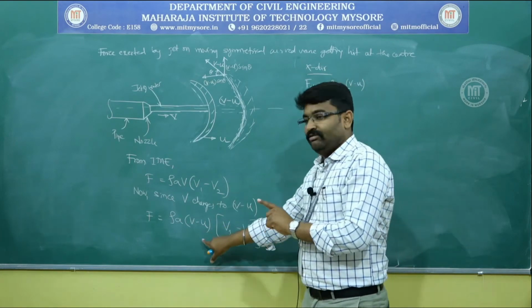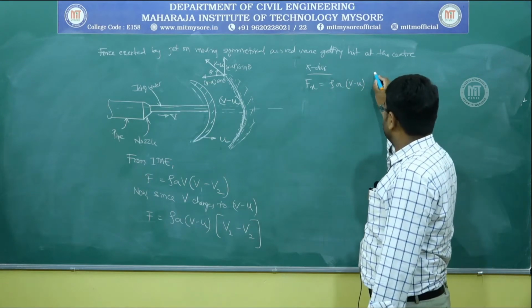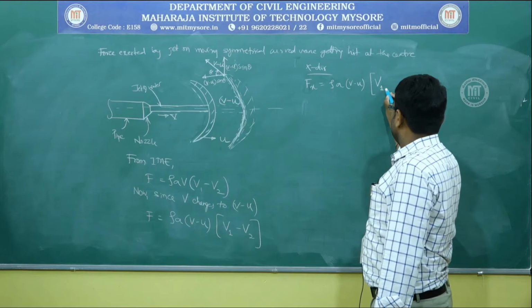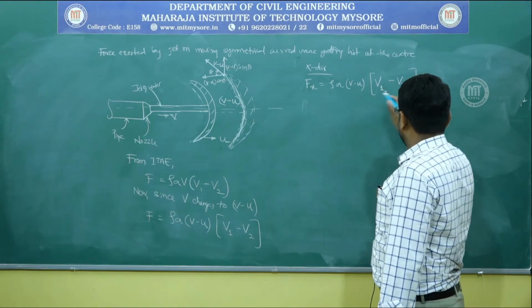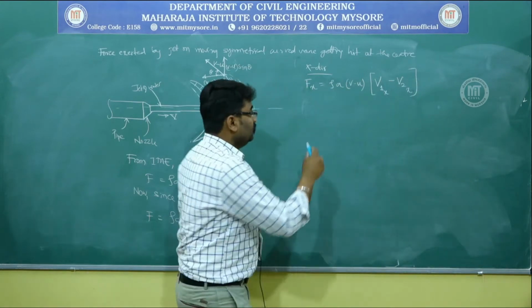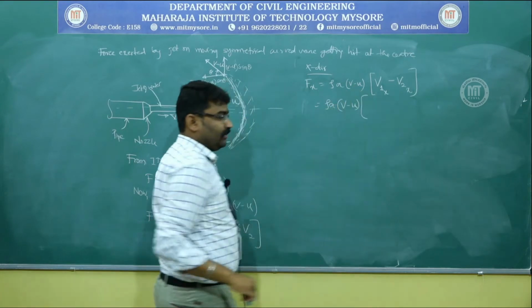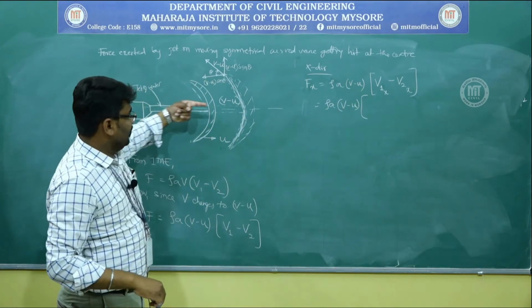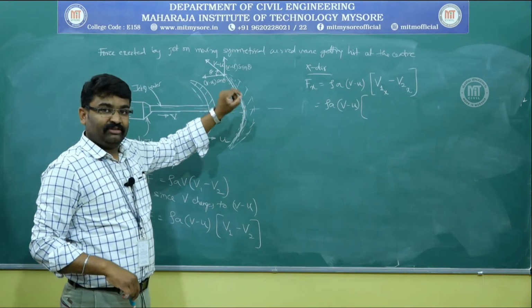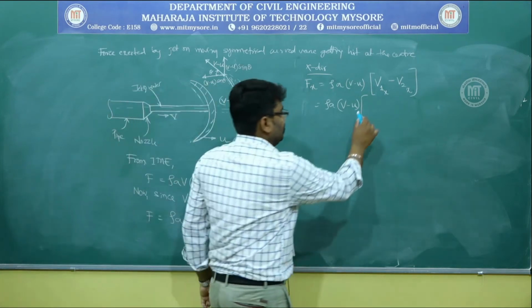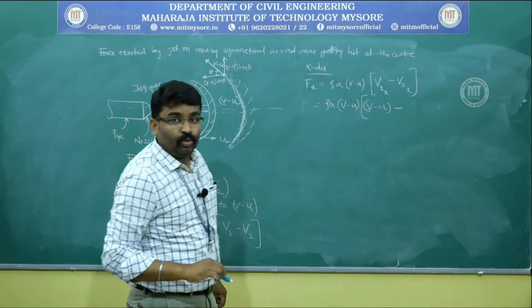So I am taking relative velocity v minus u. So Fx is equal to rho into a into v minus u whole multiplied by initial velocity in x direction minus final velocity v2 in x direction. So rho a into v minus u whole multiplied by v1 in x direction. You can clearly see it is pure horizontal and it is nothing but the initial velocity with which the jet strikes the vane, and is nothing but equal to v minus u, minus v2 in x direction.